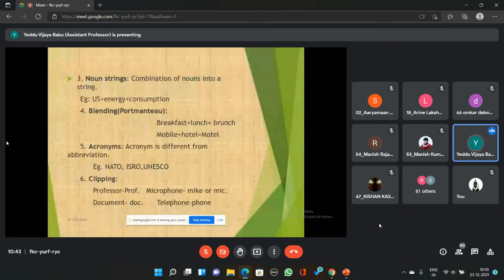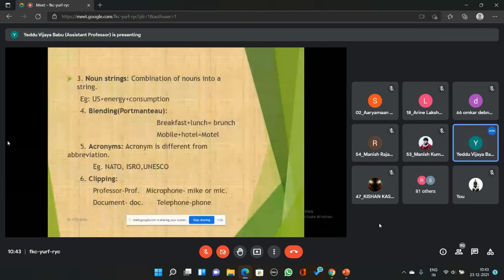Then comes another form, which is clipping. Clipping is nothing but the shortened form. It means the entire word is not used here. The words are used in a shortened, clipped form, a tailored or cut form. For example, professor. We say prof. It's not the complete word, it's a clipped form. Like mic, the word we use, mic.